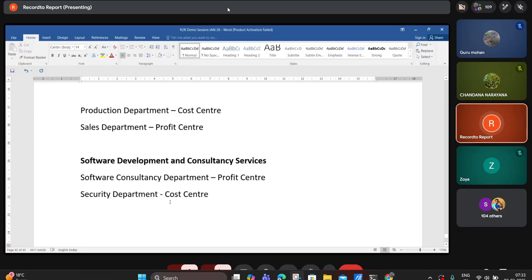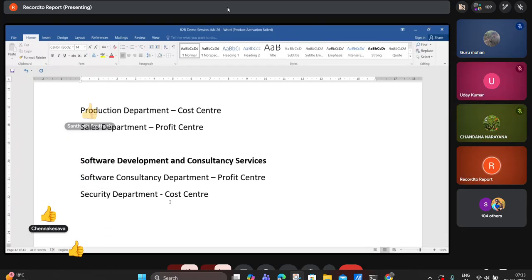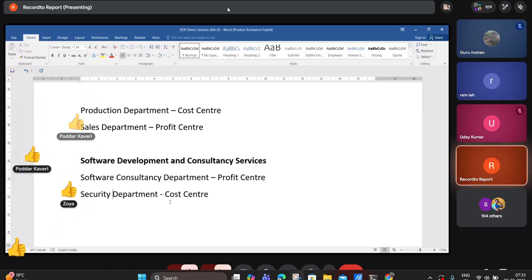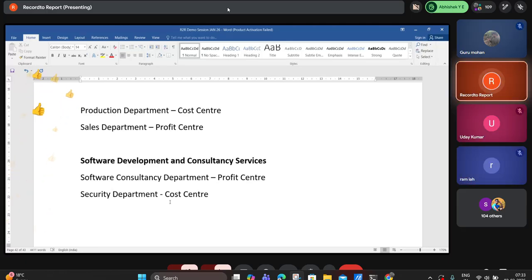Guys, do you understand the meaning of profit center and cost center? Yes, sir. Is it clear? Any doubt? Yes. Okay. So profit center will directly help in generating revenue, whereas cost center will involve incurring and tracking the cost. So cost center is not responsible for revenue generation, whereas profit center is responsible for revenue generation, guys. Clear?